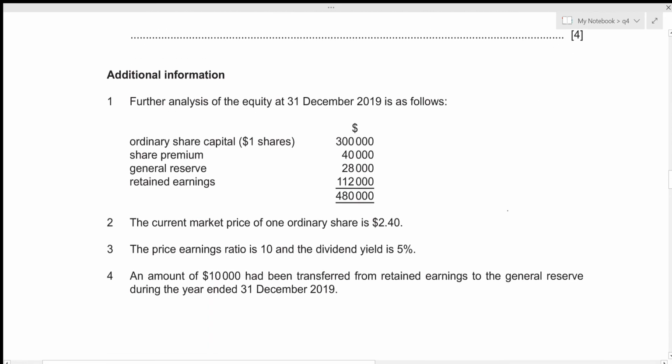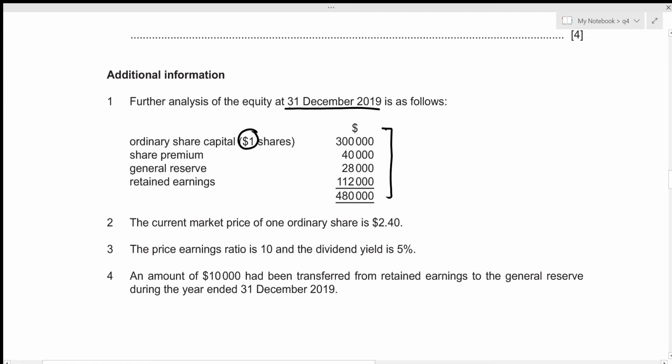We are given additional information. Further analysis of the equity at 31st December 2019 is given below. So we have ordinary share capital with a nominal rate of 1, and it had the value of 300,000. We have share premium of 40,000, general reserve of 28,000, and retained earnings of 112,000. And remember that all these values are at the date of 31st December 2019. Then we're also given that the current market price of one ordinary share is 2.40, the price earnings ratio and dividend yield, and the transfer from retained earnings to the general reserve during the year.